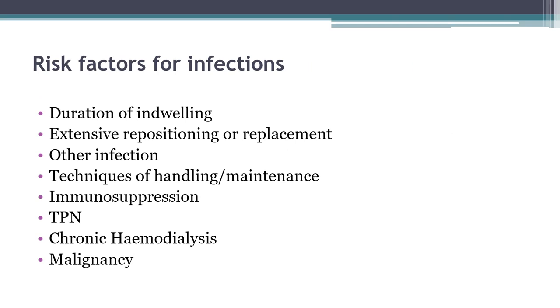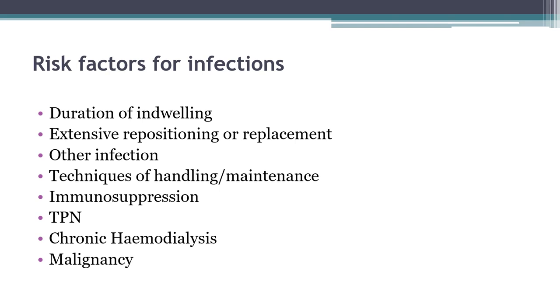What are the risk factors of having those infections? The longer the duration the central line is there, the higher the risk of having a central line infection. A younger patient age, the use of an extensive guide wire during repositioning or replacement, and specific techniques of handling and maintenance of the indwelling catheter have all been associated with having a higher risk of infection. Others include TPN, chronic hemodialysis, and malignancies, which are basically indications of having the central line itself.